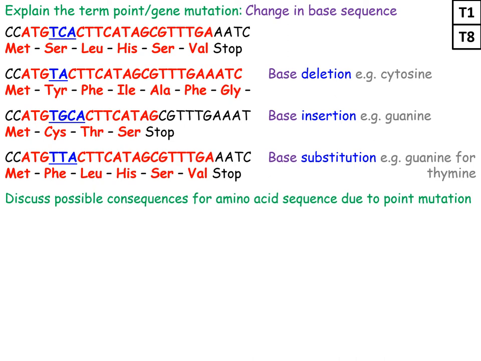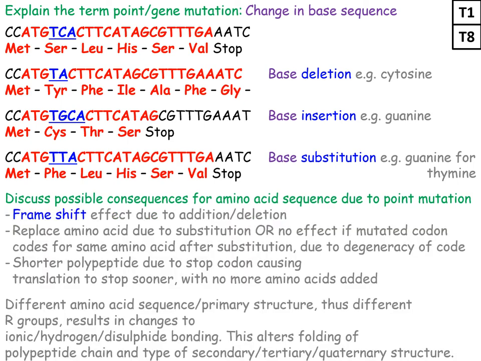And we should then be able to relate the consequences for changing the amino acid sequence due to point mutation. So understanding the fact that when you've got a base addition or a deletion, in other words, an insertion or a deletion, that causes a frame shift in all of the bases. So therefore, you end up with a complete change in all the amino acids.